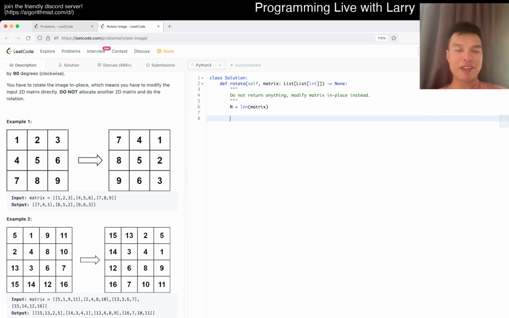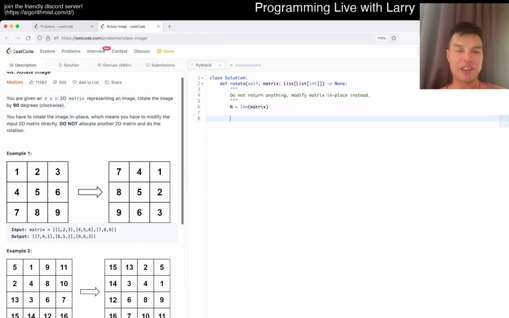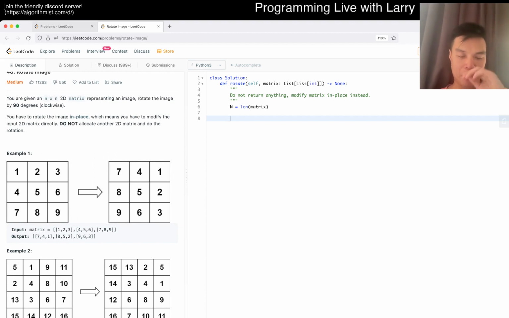Usually, I'm not gonna lie, I just allocate another 2D matrix and do the rotation. But obviously, for a big enough matrix, that's gonna use too much memory, or you just shouldn't use extra memory. Let's see if we swap. Yeah, I think we can just swap 3 times as well.